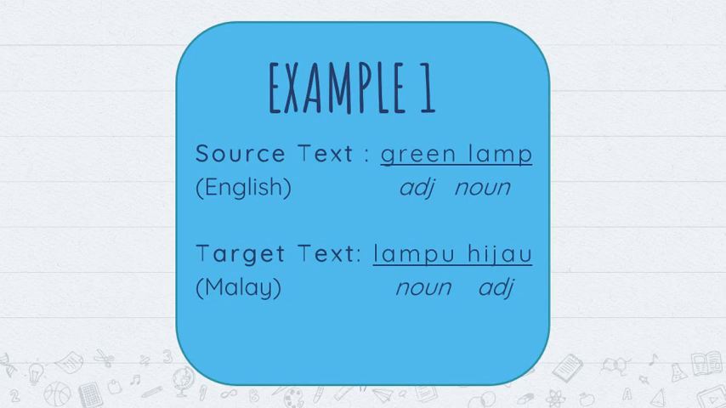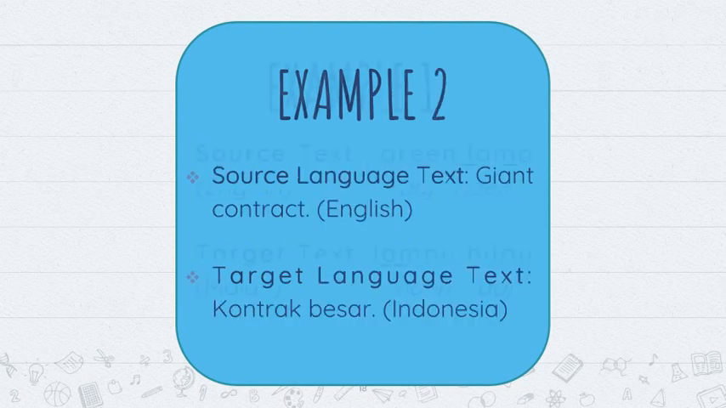The target text is translated into noun, which is the lampu, followed by an adjective, which is the hijaw. Obviously, there is a structure shift from adjective plus noun, which is the source text, into noun plus adjective, which is the target text. Now let's have another example. Here it is clear that there is a shift from modifier head to head plus modifier between the two versions.